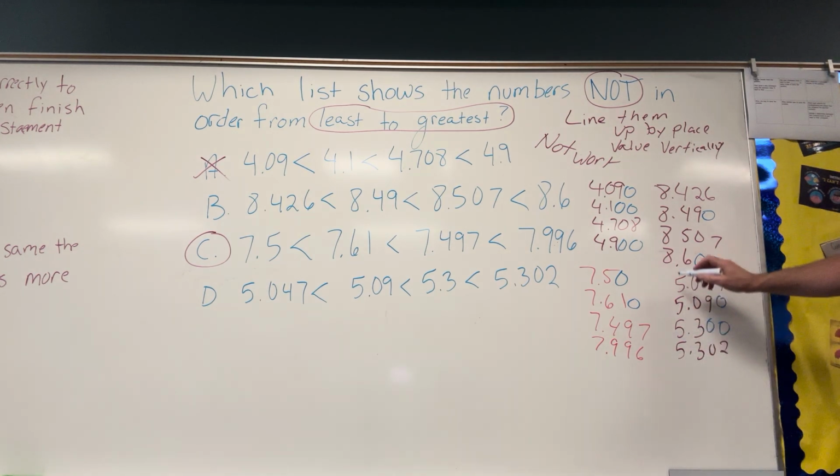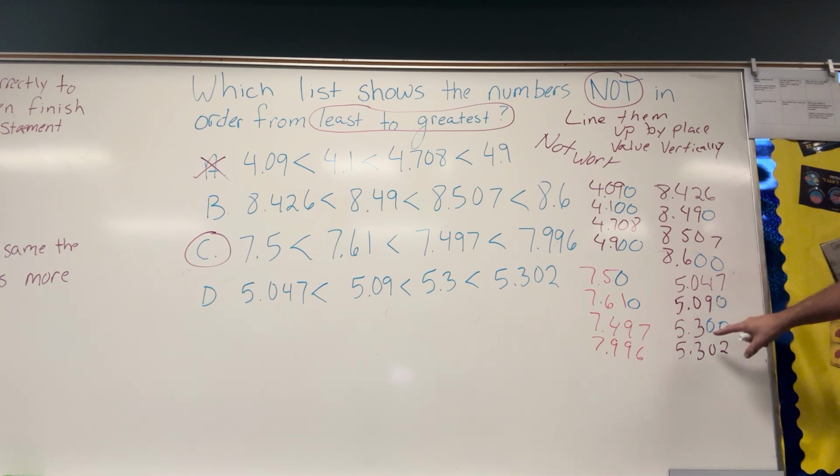Our ones place is the same. Our tenths place, we go 0, 0, 3, 3. So now we know these two here are smaller than these two here. So our hundredths place, we have a 4 and a 9. So that's in the right order. So these two are in the correct order. We have 3, 3. We have 0, 0. We have 0, 2. So this one is larger than this. So this shows us that this is in order from least to greatest.